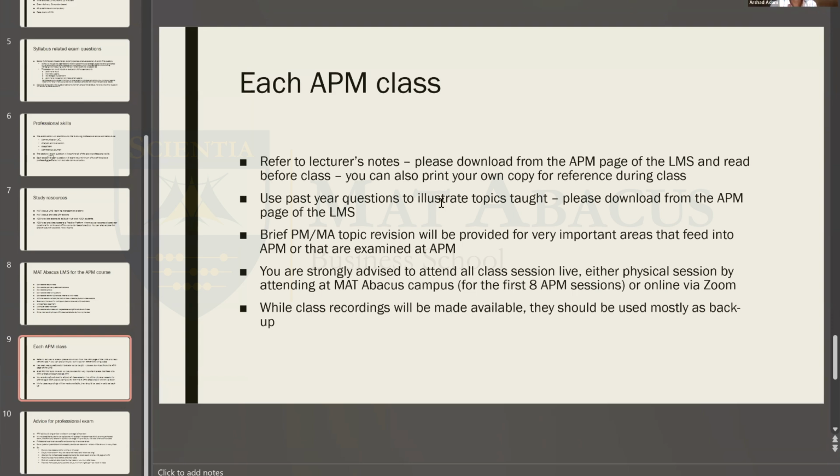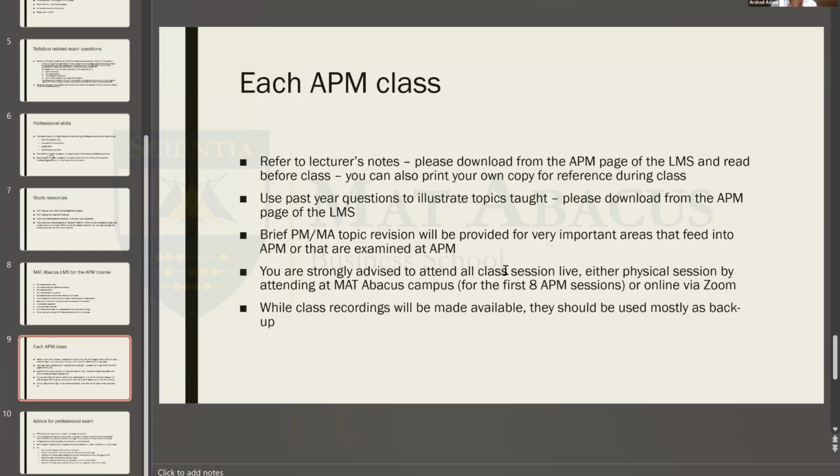We will use past year questions to illustrate topics taught as usual. So please download from the APM page of the LMS. I'll tell you which question, which paper, so you can just print it directly for that particular question. We will do brief PM, MA topic revision. This is for very, very important areas that tend to feed into the exam. So as we get along, we will do that.